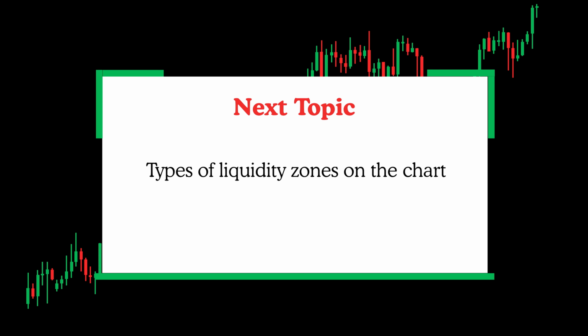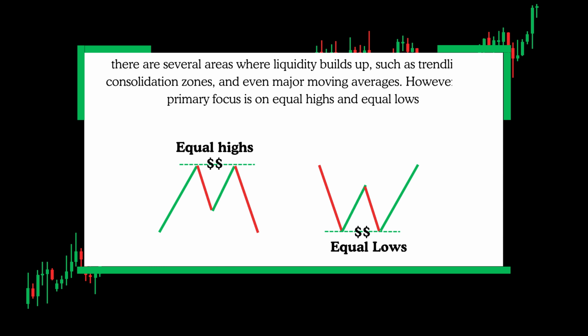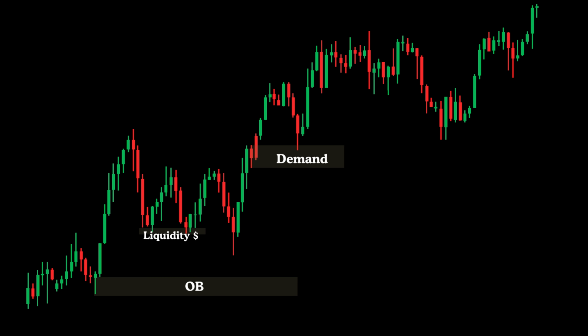Types of liquidity zones on the chart. There are several areas where liquidity builds up, such as trend lines, consolidation zones, and even major moving averages. However, our primary focus is on equal highs and equal lows. The goal is to keep the concept straightforward and practical so we can consistently apply it to our trading strategy. Now take a look at this example.